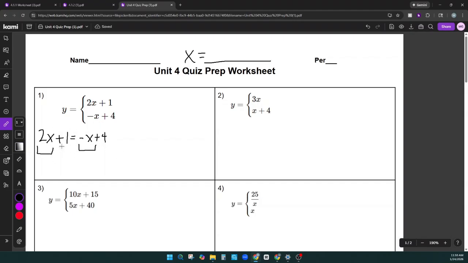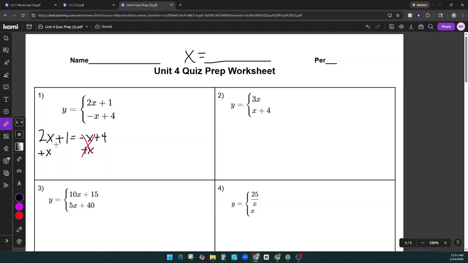I have a 2x and a negative x. Generally speaking, it's easier to work with our smaller x and try and cancel that out first. So I look at my negative x and I recognize, hey, if that's a negative x, the way to cancel that is with a positive x. So negative x and positive x cancel. So I've done the job of canceling my x, but I must still follow the rules of math, meaning what I do to one side of the equation, I must do to the other.